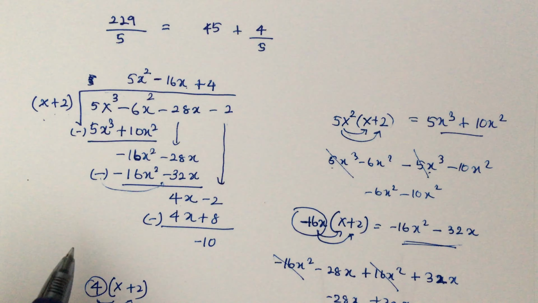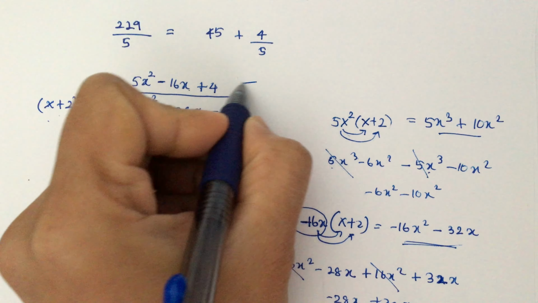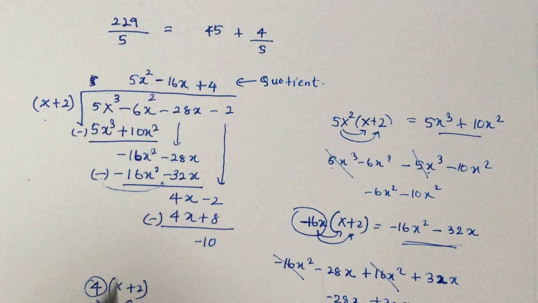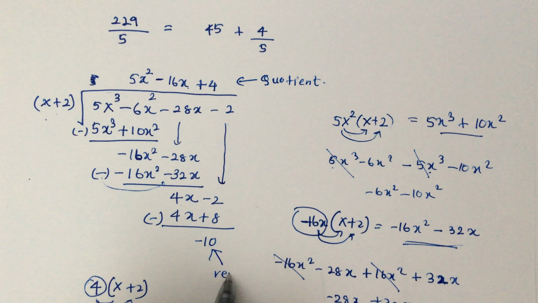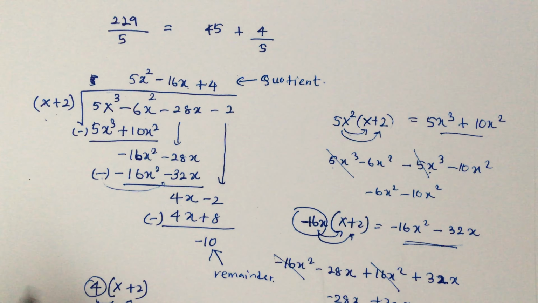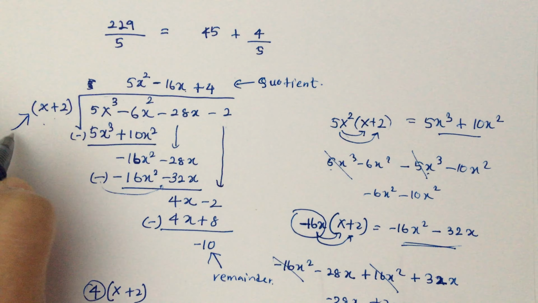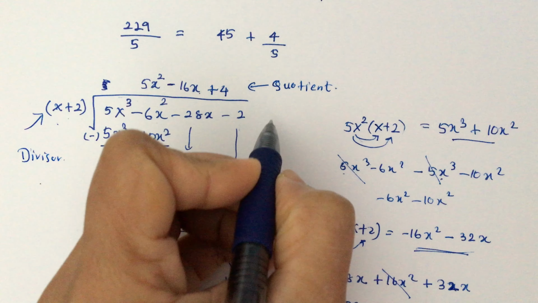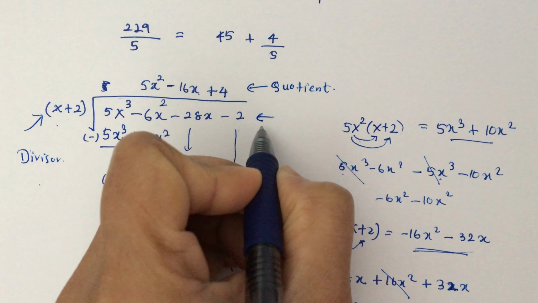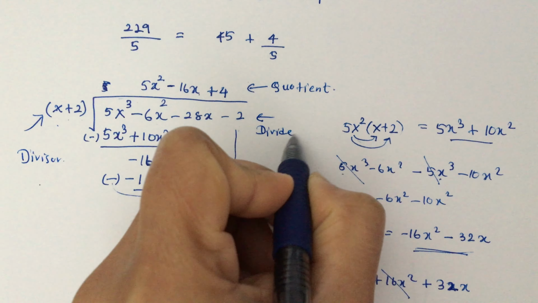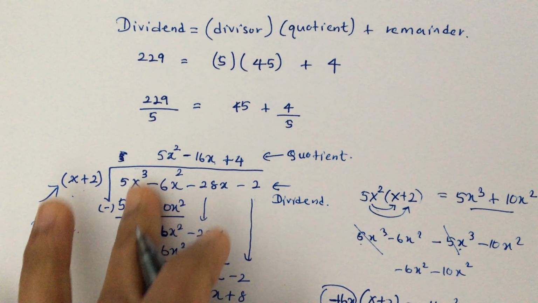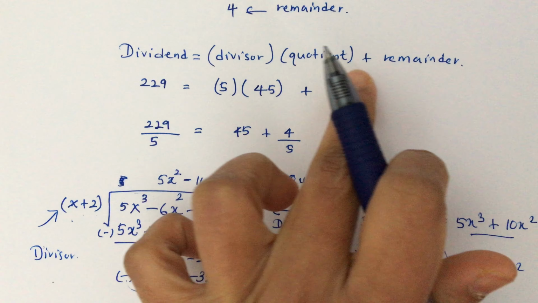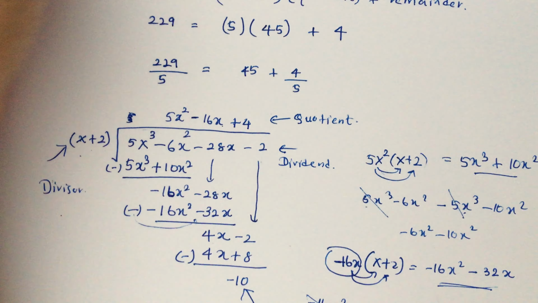So this one is your quotient, right? This is your remainder, and this one is your divisor, and this polynomial is your dividend. Then how do you write all this? Dividend equals divisor times quotient plus remainder. So let's write that one.